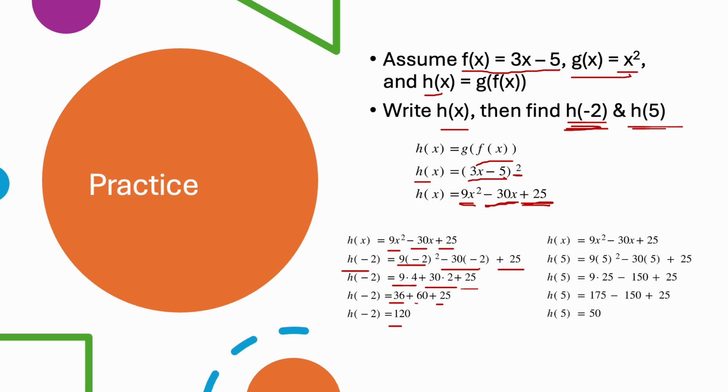And then h of 5 is going to be the same thing, but we're going to plug in 5. So we got 9 times 5 squared minus 30 times 5 plus 25. So that's going to be 9 times 25 minus 150 plus 25, which is going to be 225 minus 150 plus 25. It's going to be 100.